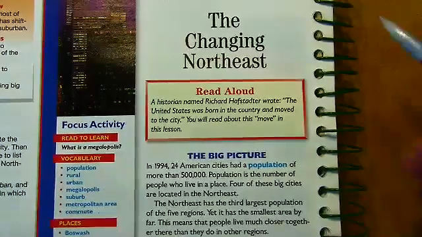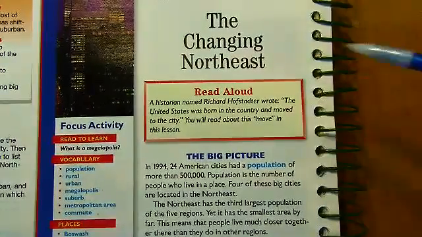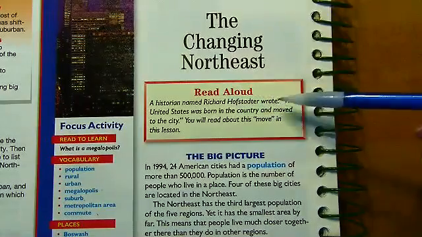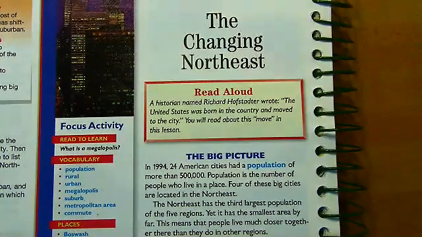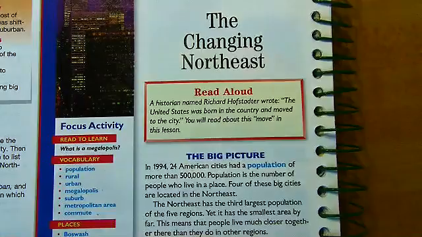Read aloud. The historian named Richard Hofstadter wrote, "The United States was born in the country and moved to the city." You'll read about this move in this lesson. What in the world are they talking about? It was born in the country and moved to the city. Let's see if we can find out.